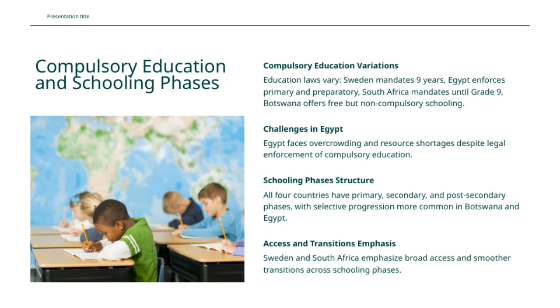Now let's take a closer look at the variations in compulsory education across different countries. As you can see, education laws differ quite a bit. For example, Sweden mandates 9 years of education, ensuring all children have a solid foundation. In contrast, Egypt enforces compulsory education specifically for primary and preparatory levels, but not beyond that. South Africa requires students to stay in school up to grade 9, which is roughly 9 years, similar to Sweden but with different enforcement. Botswana, on the other hand, offers free schooling, but it's not strictly compulsory, giving families more choice.